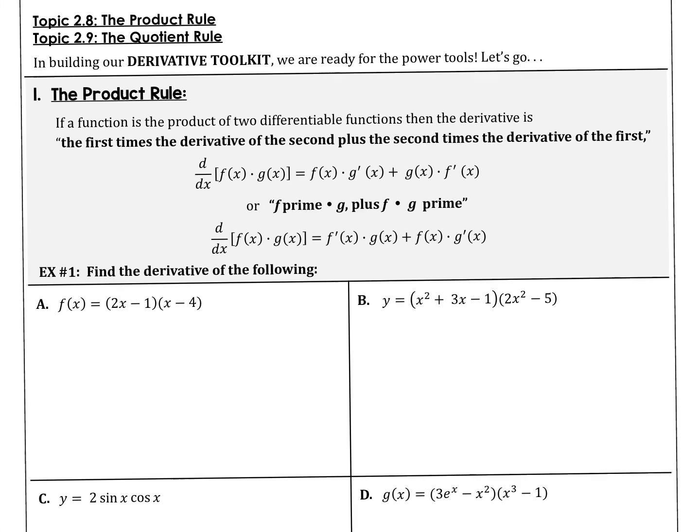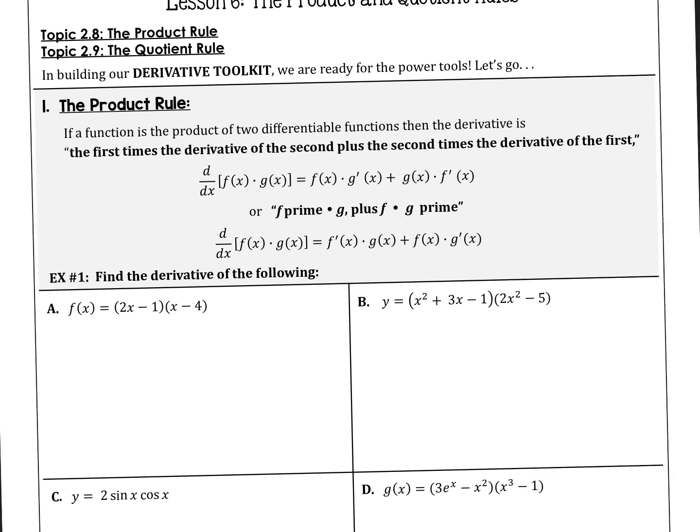So the product rule says that if a function is the product of two differentiable functions, so if you have two things you can take the derivative of, multiplied together, rather than actually having to multiply them together, we can apply the product rule, which is the first function times the derivative of the second function plus the second function times the derivative of the first. More quickly said, the first times the derivative of the second plus the second times the derivative of the first. You'll hear me say that a million times. It sounds like a lot, but it's actually not that bad.